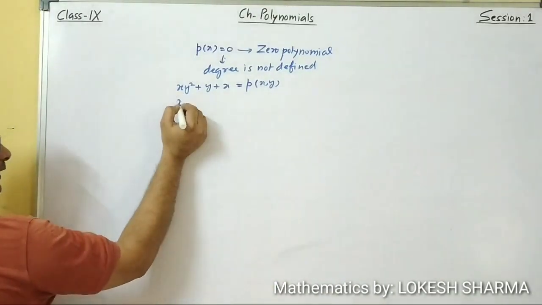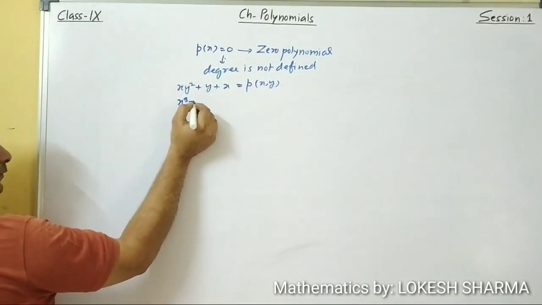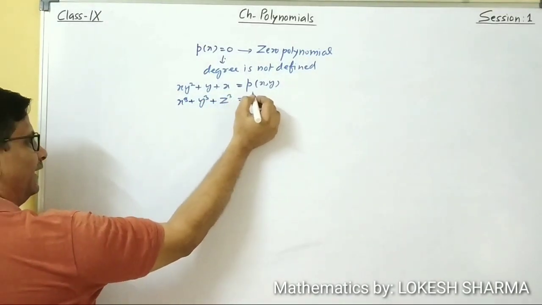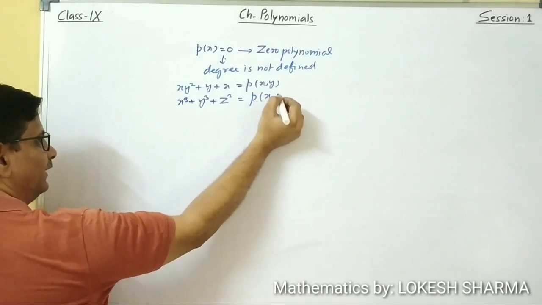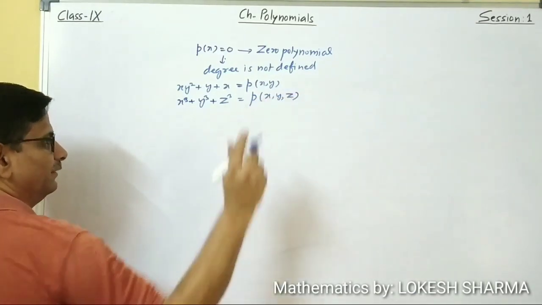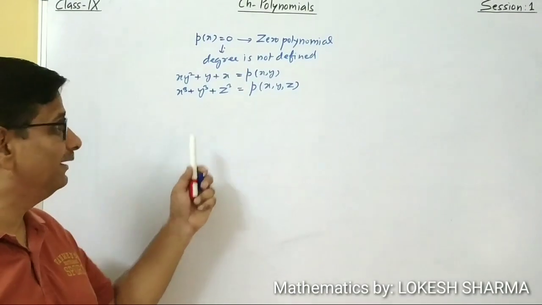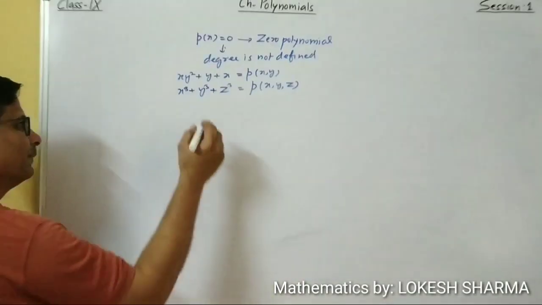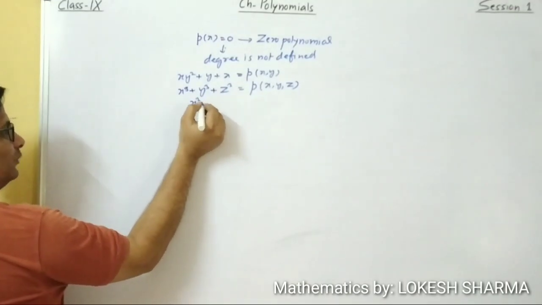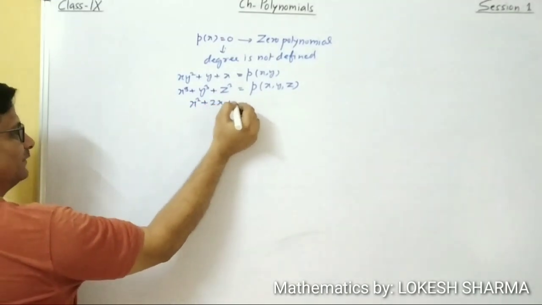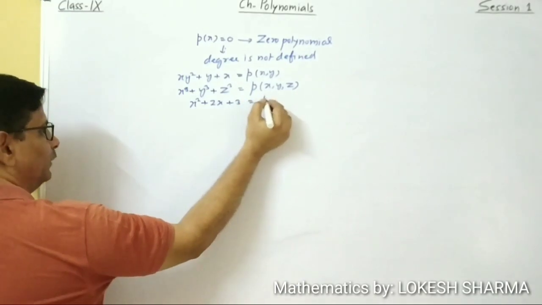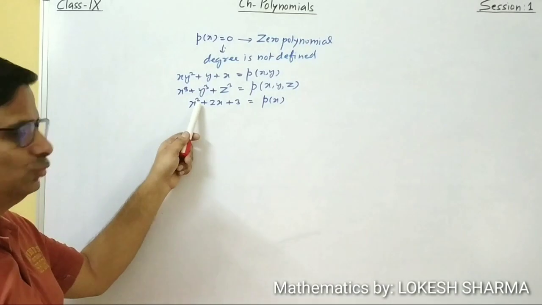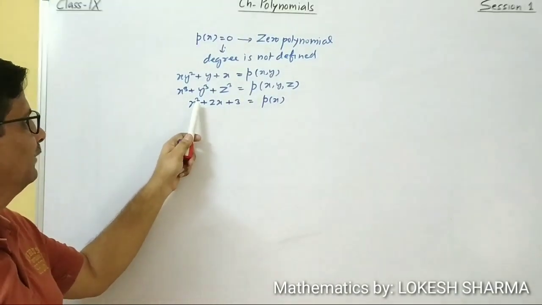Okay, if we write polynomial like this, x cube plus y cube plus z cube, then it is a polynomial in 3 variables, x, y and z. So it is a polynomial in 3 variables, x, y and z. Okay, but if the polynomial is like that, x square plus 2x plus 3, then it is a polynomial only in one variable, that is x, and since degree is 2, hence it is a quadratic polynomial.